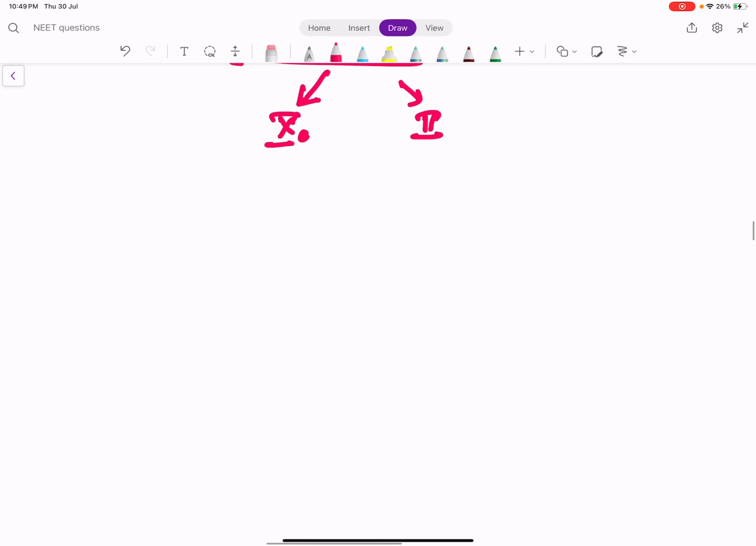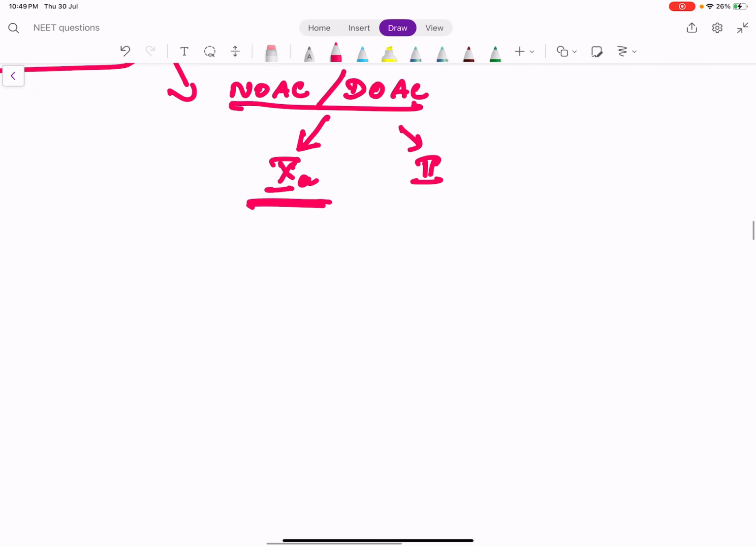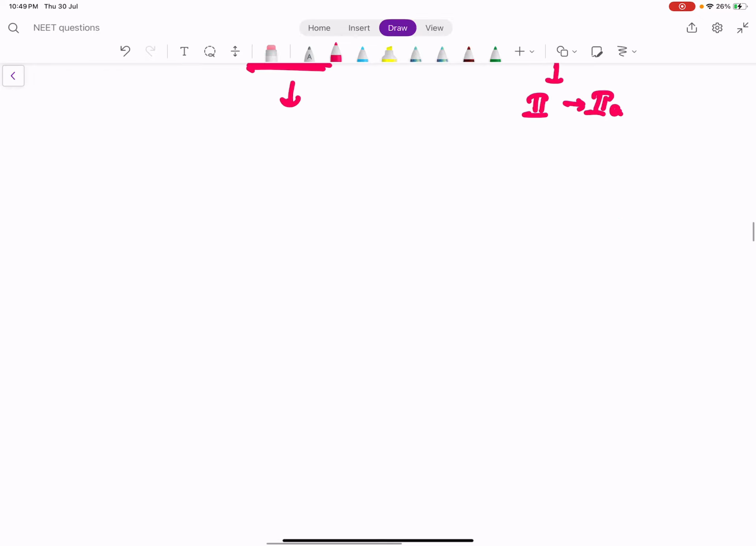Factor 10 gets activated to factor 10A and it stimulates factor 7, then it stimulates factor 2. Factor 2 is also called prothrombin. Prothrombin becomes thrombin. Thrombin activates the fibrin clot. That is how the clotting mechanism comes. Factor 10, factor 7, factor 2 becomes 2A. 2A is thrombin. It activates fibrinogen to fibrin.